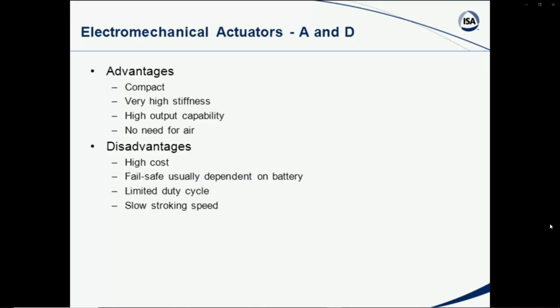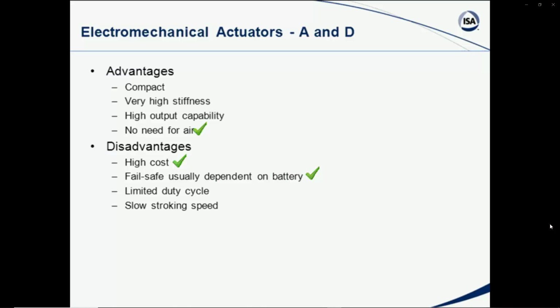Electromechanical, along the same line, and this is used many times because it's very handy. Particularly, you don't need air. They're compact. They operate very well. They do cost a little bit more. And again, the fail-safe problem is a little bit emphasized there, because you would probably have to have a battery or something along that line.